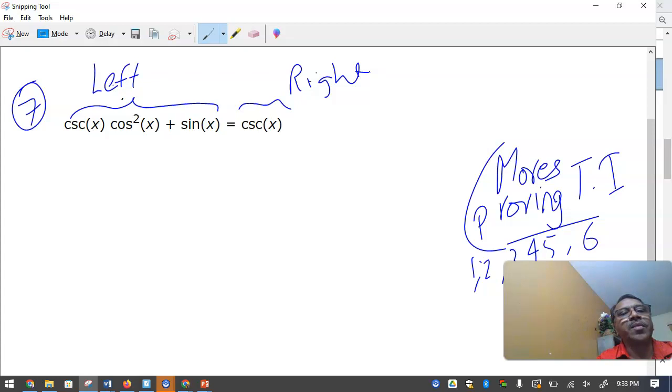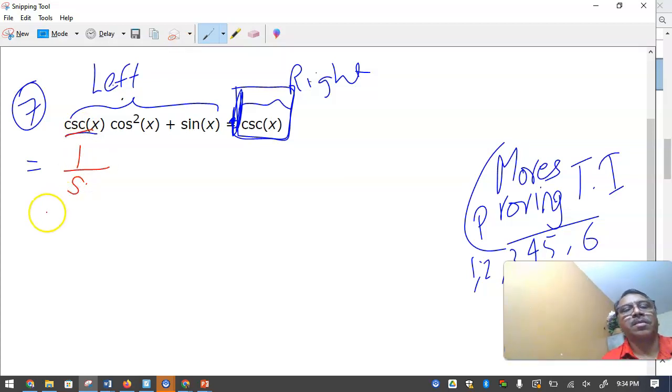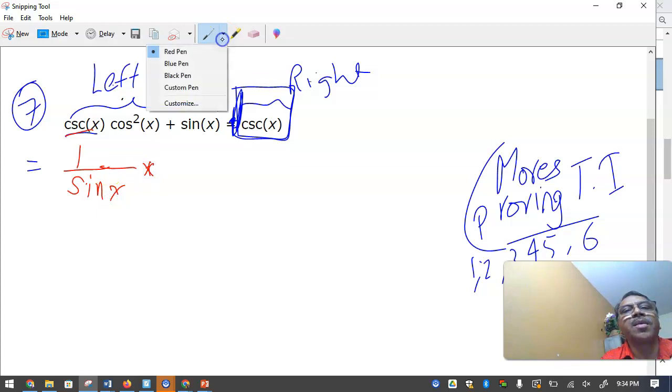So if I start with this one, what are my options for the first step? Just imagine we don't know. I'll just start with this. I want to get this cosecant x. The only option I can think of here is that cosecant can be replaced by 1 over sine x. So that will be sine x times the other one, which is cosine square x.